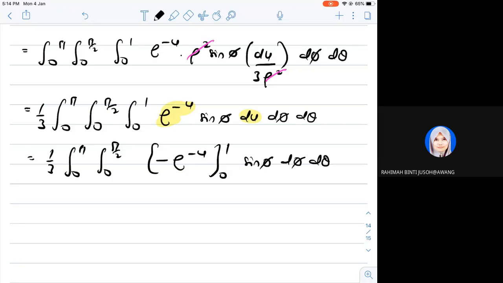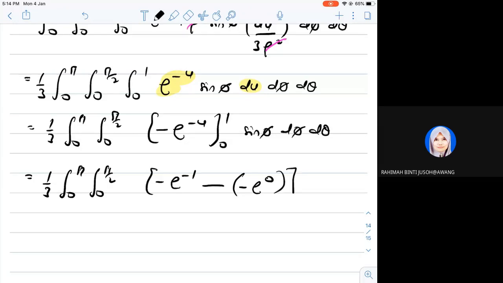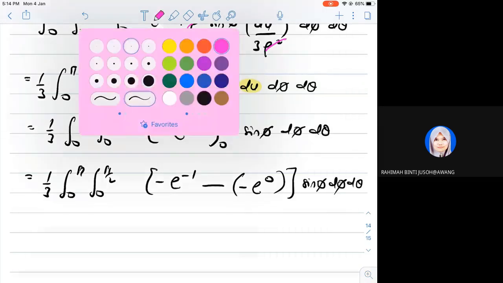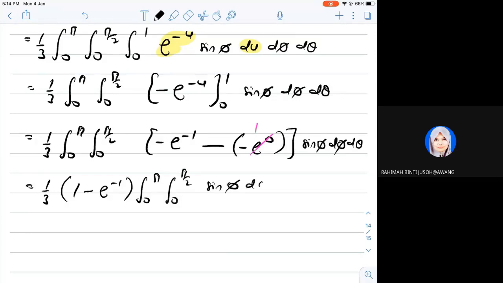Okay, so now substitute. Negative exponent negative u lah. Negative 1 minus negative exponent 0 sin phi d phi d theta. So this one jadi 1. Okay. So negative negative becomes positive. So this can be taken out. 1 over 3, 1 minus exponent negative 1 like this. So 0 until pi, 0 until pi over 2 sine phi d phi d theta.